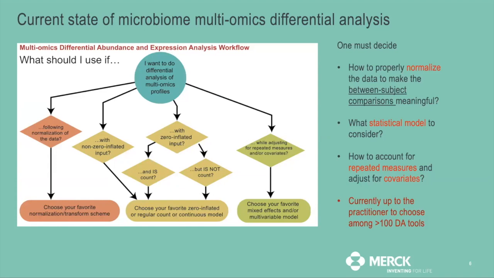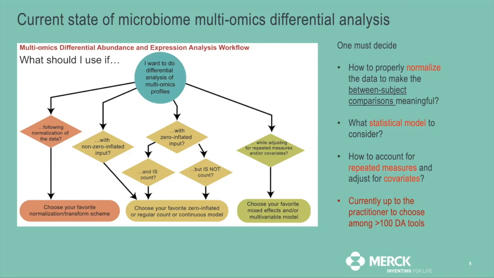To belabor this point a little bit more, usually when a data set is collected after a study is conducted, the first question a biologist wants to ask is, I want to do differential analysis of my multiomics profiles. I'm assuming that there is more than one modality, and with the number of modalities increasing, this question becomes difficult. I think that typically the current workflow goes in 3 branches.